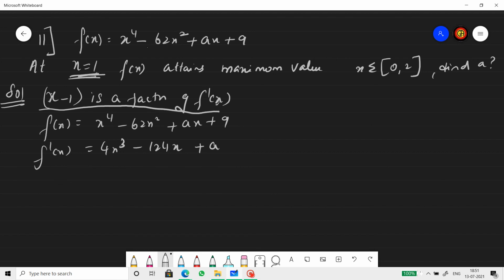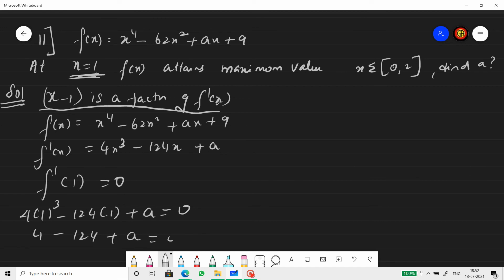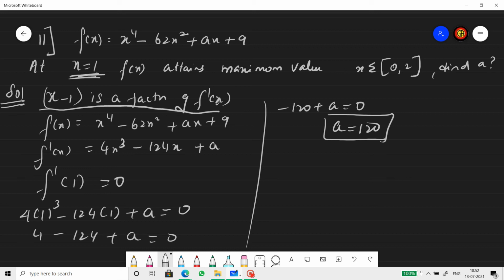Now f dash of 1 equal to 0, because I said x minus 1 is a factor of f dash of x, therefore f dash of 1 is equal to 0. F dash of 1 is 4 times 1 cube minus 124 into 1 plus a equal to 0. So that means 4 minus 124 plus a equal to 0. So minus 120 plus a equal to 0. A equals 120. So this is the value of a for which x is equal to 1 attains its maximum value.